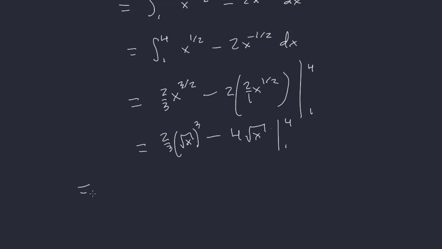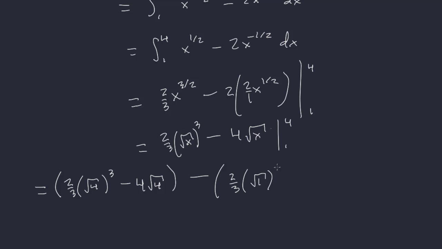So let's plug in the 4. This will be 2/3 times the square root of 4 cubed minus 4 times the square root of 4. So we have plugged in the 4, and we're going to plug in the 1. So this will be 2/3 times the square root of 1 cubed minus 4 times the square root of 1.